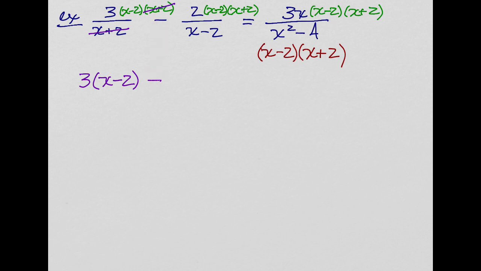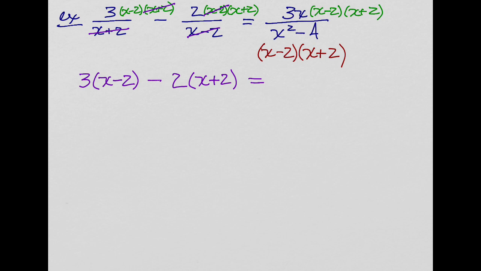Next term, I have an x minus 2 in the denominator. I have an x minus 2 in the numerator that I'm multiplying from the common denominator. So that leaves me the 2 that was there already times the x plus 2 that's left over from the common denominator. Equals.